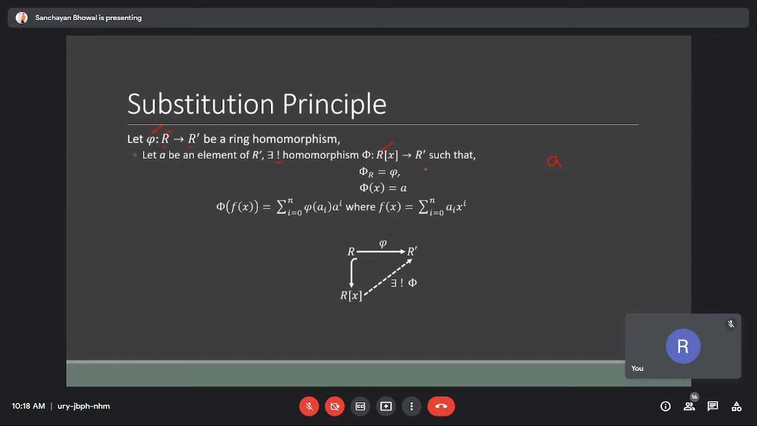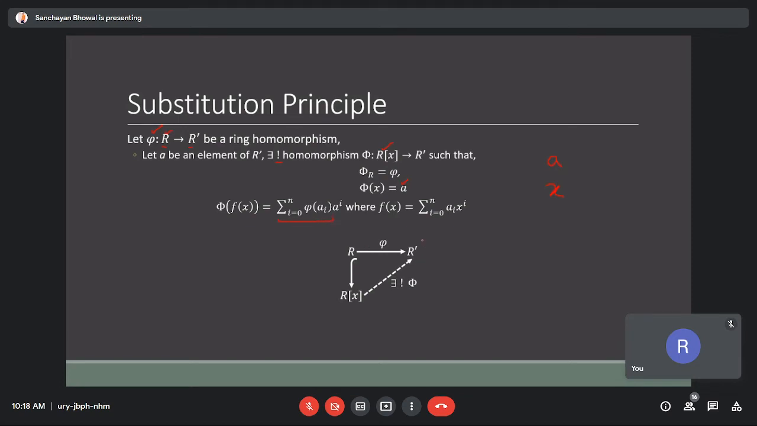the polynomial x goes to A. Okay. So what would be this image? The image of f of x would be like this: pi goes inside this summation, and phi of ai will be nothing but the smaller phi of ai times a to the power i, because phi of x is a. So this is the homomorphism, and this is unique.